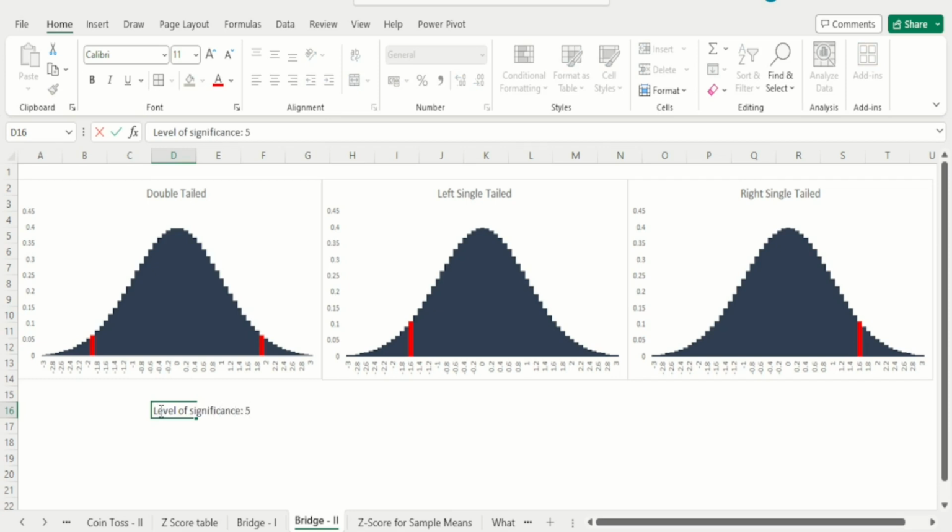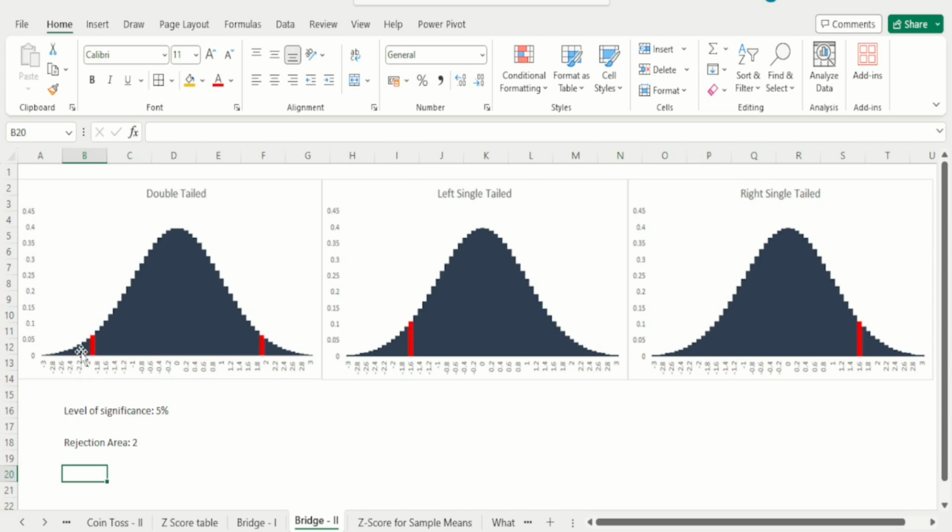So let's say our level of significance is 5%. Let's just shift it here. And since the level of significance is 5%, what does that mean? It means that the amount of error or the acceptable error in this case in the statistical model is 5%. Since it is broken up into two smaller parts, how many rejection areas do we have? We have two rejection areas, correct? One to the left and one to the right. So there are two of them that we have.